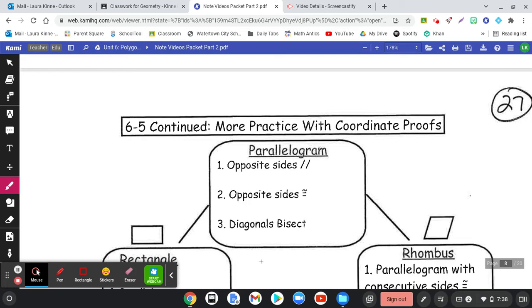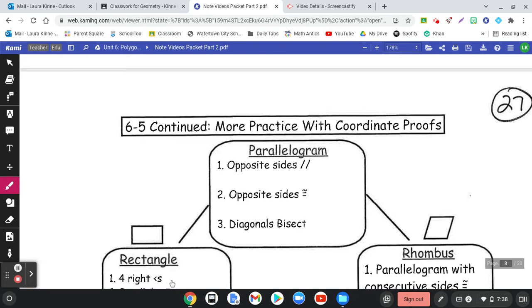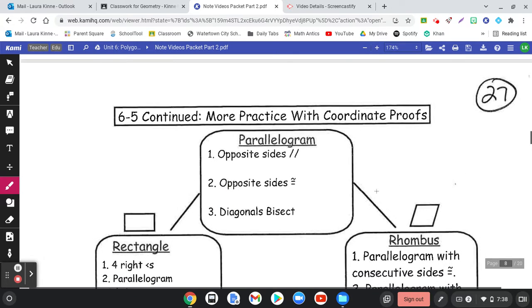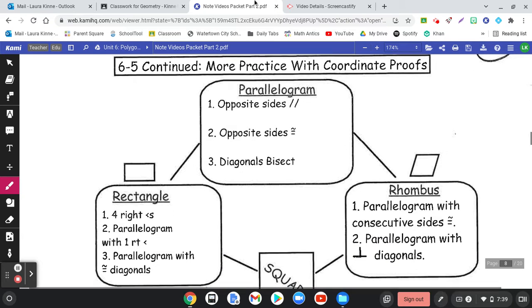Hey everybody! Today we're going to dig a little bit deeper into these coordinate proofs that we've been working with. We're on page 27 in your packet. All right, so here's another breakdown of how to prove things.